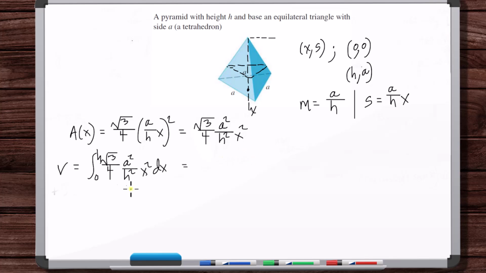These are all constants here. A is not a function of x. H is not a function of x. Root 3 over 4 is obviously just a constant. So we can take out all the constants from the integral. You might say, well, what about h? Remember, the limits of integration have nothing to do with the actual integral until the end. So when it comes to finding the antiderivative, these are all constants. You can take them out.